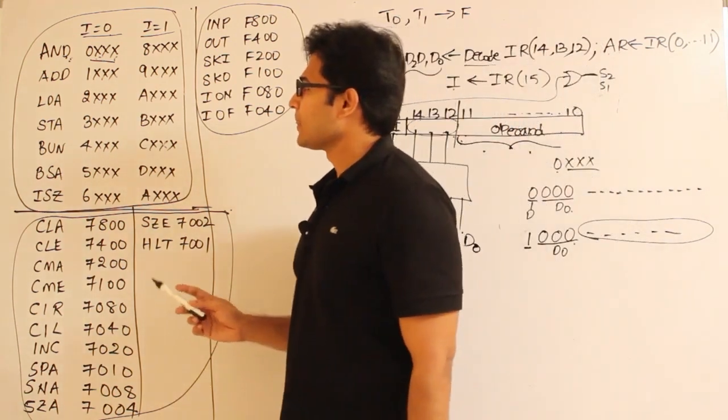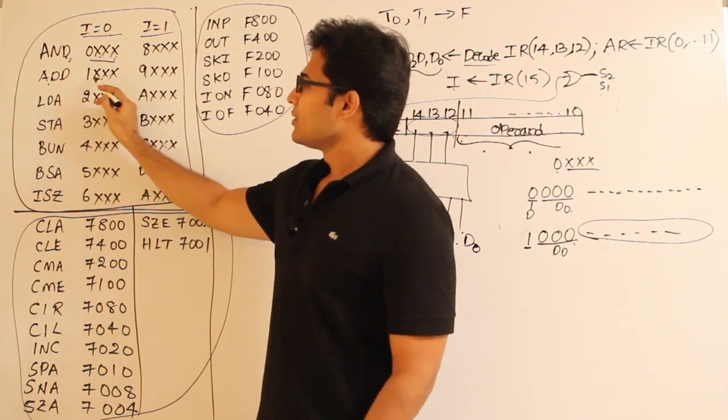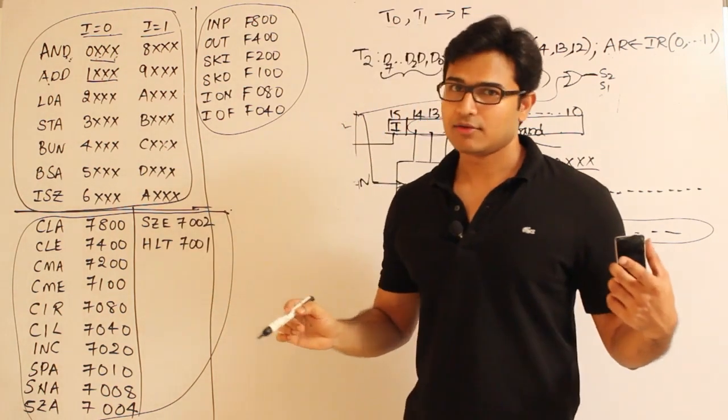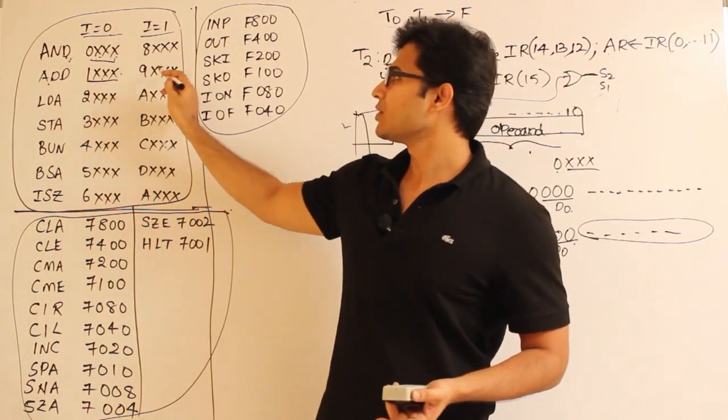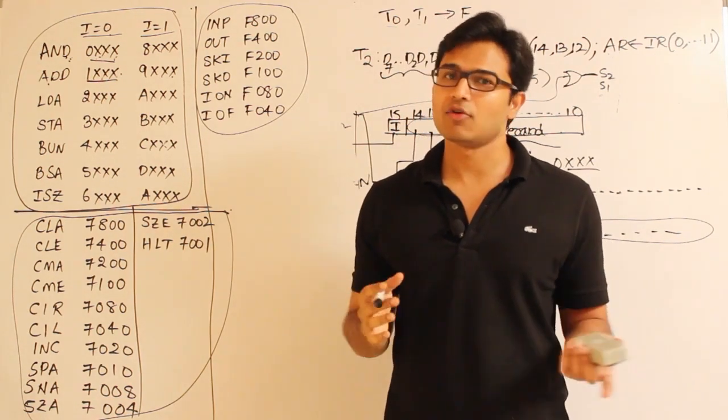Okay, watch it now. Now the next one is, this add is nothing but we are going to take a word which is present in the memory, whose address is given either by this or this address. This x will represent the address. I don't care what address it is.